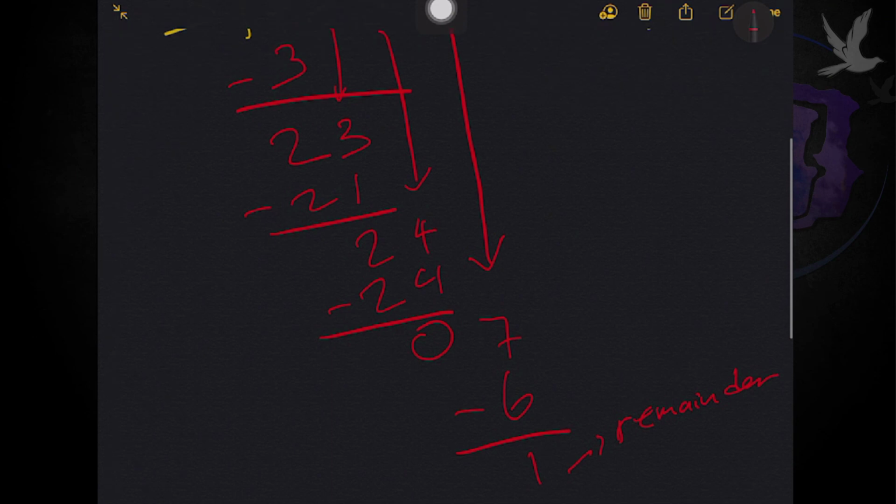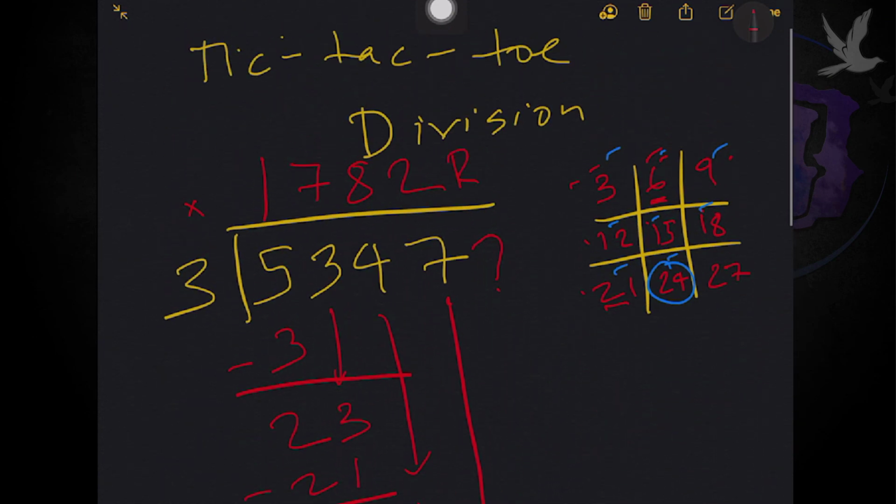So that's equivalent to 1,782 remainder 1. Okay, so that's how you make use of the tic-tac-toe division.